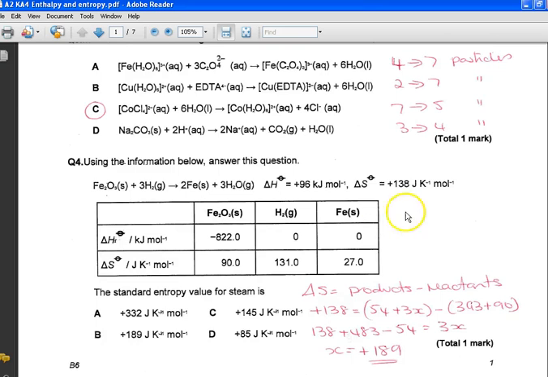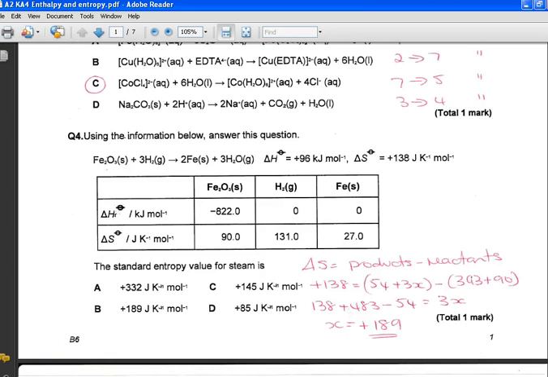And question 4, being asked to calculate the standard entropy value for steam. You're given the equation here, you know how to calculate entropy values, products minus reactants. Obviously, we have to incorporate X because we're not actually given the value for H2O here, so it's 3x. So you're writing an algebraic expression effectively and solving it for X.